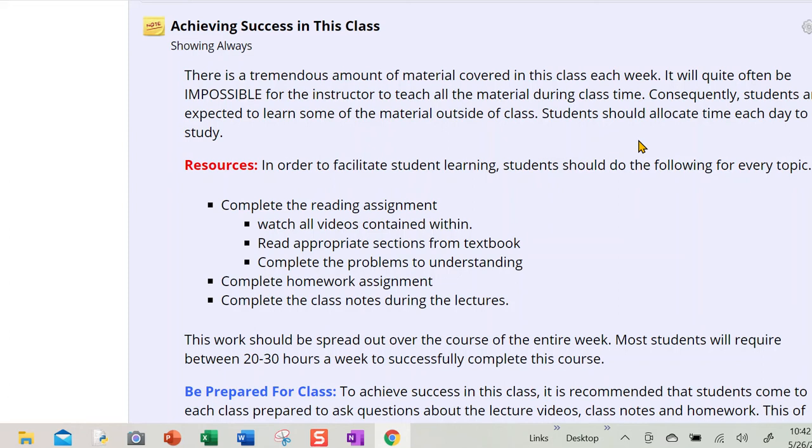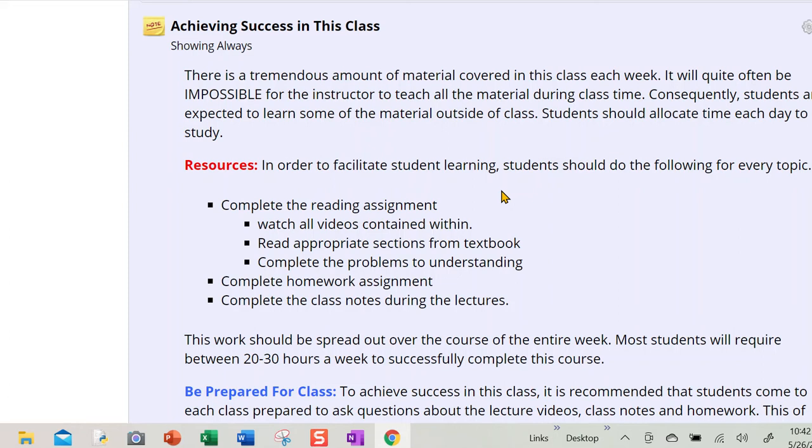So every assignment down here in the resources talks about the reading assignment. And I will show you these. There is a reading assignment, and this reading assignment basically takes the place of the lecture. You read the textbook, you do the reading assignment, you watch the associated videos, and you do the problems that are in the reading assignment. All of that constitutes your lecture.